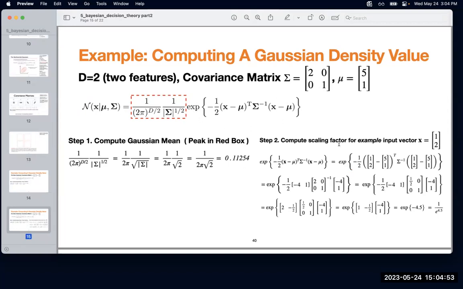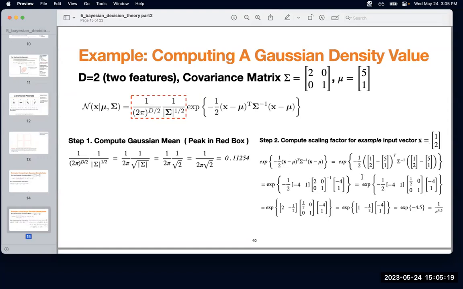Next, we need to calculate the right-hand side of the formula. For a given input, imagine that we are now given a specific input, and you do need to have some input, right? Otherwise, you cannot reduce that to a single scalar. So then I just plug in that X and the mu and the sigma I already have, with the difference that I need to calculate the inverse of my covariance matrix.